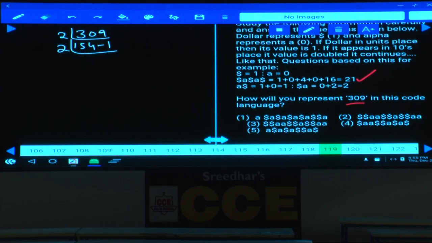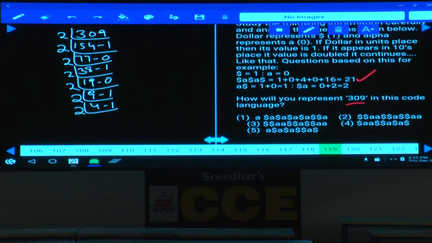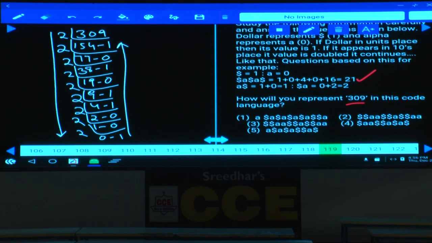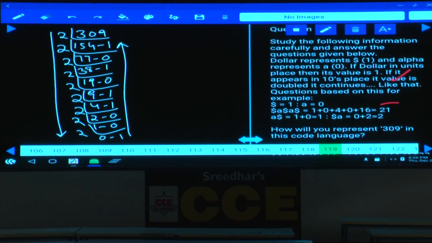Next one. 2 77s are 154, and 77 with the remainder 0. 2 38s are 76 and the remainder is 1. 2 19s are 38, remainder is 0. 2 9s are 18 and the remainder is 1. 2 4s are 8 and the remainder is 1. 2 2s are 4 and the remainder is 0. 2 1s are 2 and the remainder is 0, and finally 2 0s and the remainder 1. Now we should divide this number till we get 0, write down all the remainders, and take all the remainders from bottom to top.